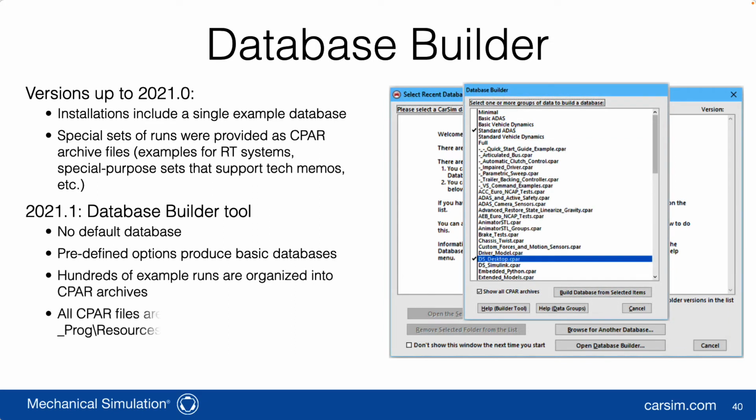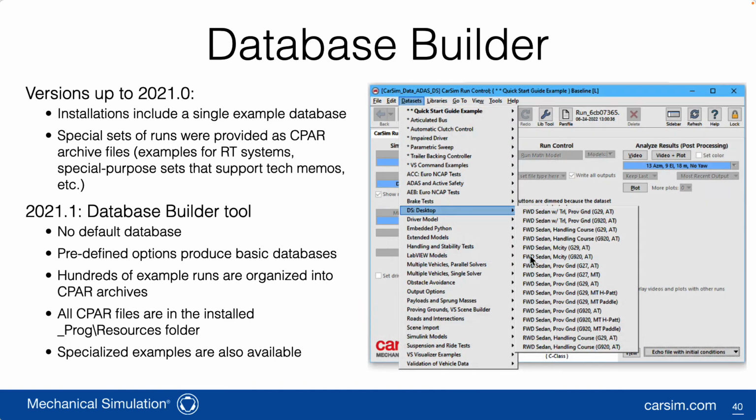But there's also this option to show all the CPAR archives, and when that is checked, you see everything that we have in there. That includes all the RT stuff, the driving simulator ones. So for example, in this setup, we have the standard ADAS selected and a DS desktop. When we run that and look at the database, these are the kinds of runs we have. We have all the basic ones for ADAS in here, and we have a bunch of runs using the Logitech controls for a driving simulator.